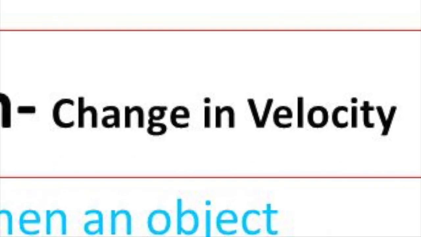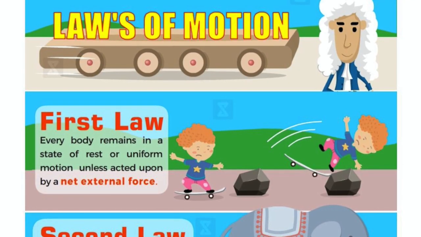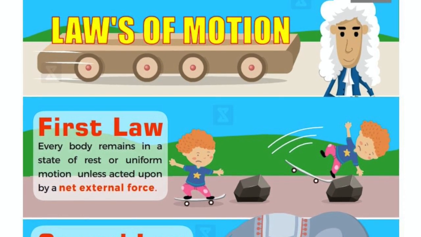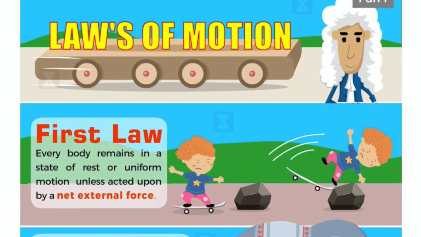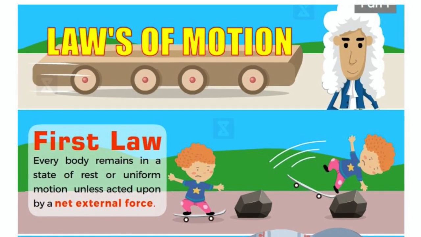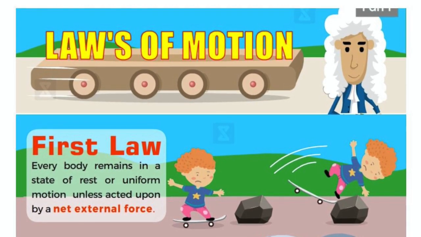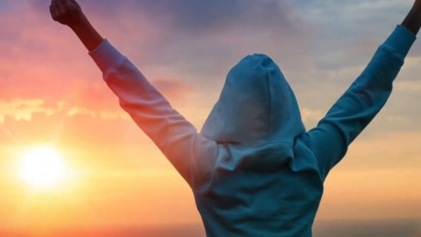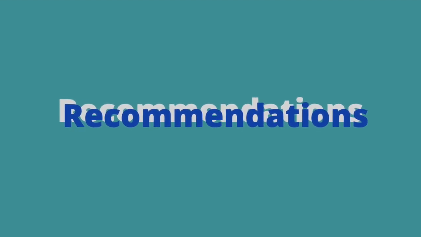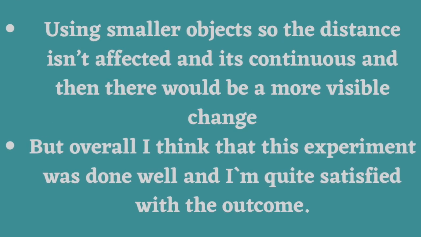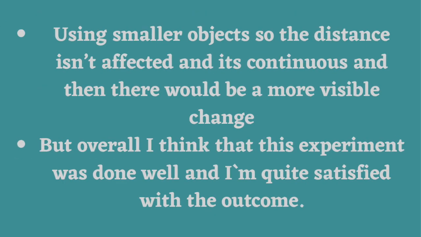And all of this proves that Newton's law, the law of inertia, which states that an object's movement will change only if interfered with, is true. In conclusion, my hypothesis was proven wrong, and the results weren't expected, but they proved the phenomenon that we were using. I would like to add some recommendations for future repetitions of this experiment, like using smaller objects so the distance isn't affected and it's continuous, and so that there's a more visible change. But overall, I think that this experiment was done well and I'm quite satisfied with the outcome.